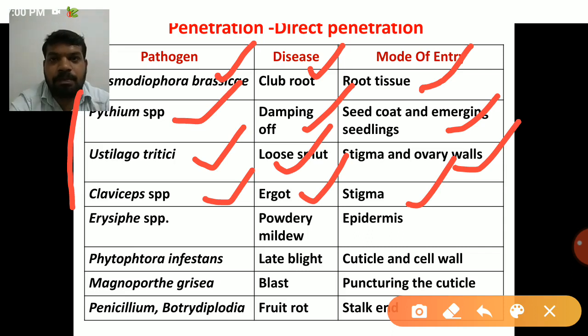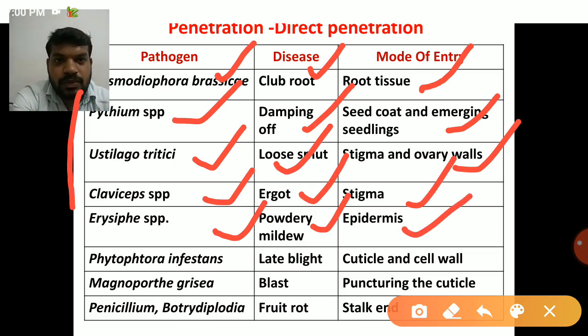flowers of monocotyledons like sorghum, kambu, etc. So next one is Erysiphe species, one of the important genera in fungi. It is a powdery mildew fungus. It produces white powdery growth on the upper surface of the leaves. So it mainly infects the epidermis layer and takes nutrients from it. So Erysiphe mainly produces haustoria.